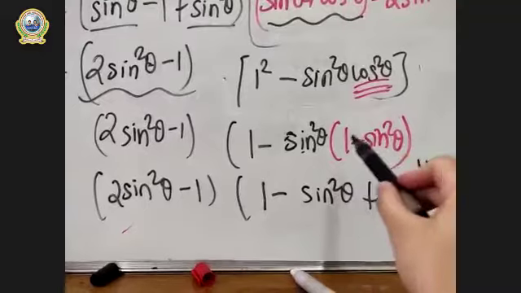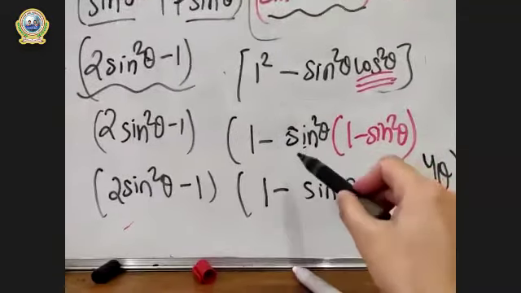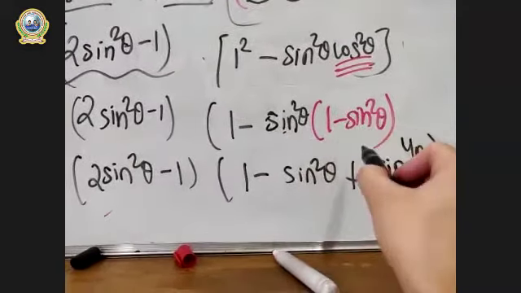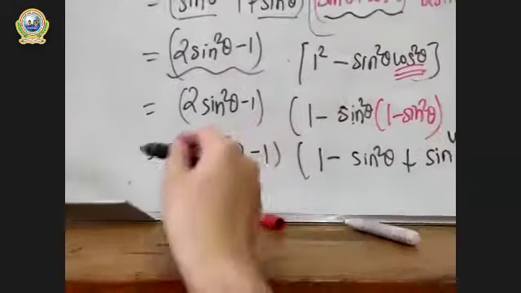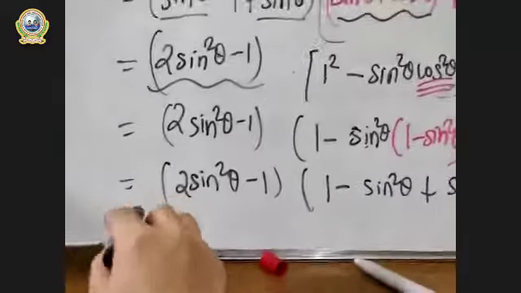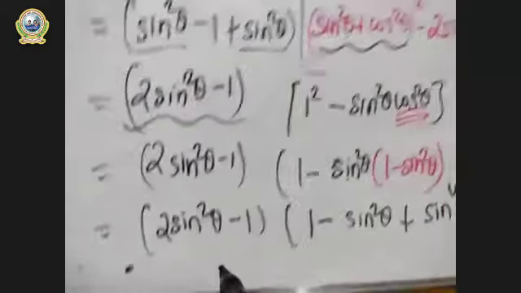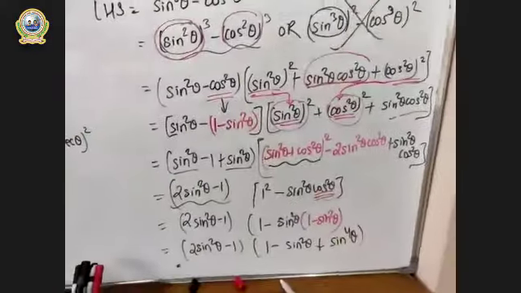Now open the bracket. Sine square 1, the sine square. The minus sign is as it is. And minus minus become plus. And sine square into sine square will be sine 4. Right? So let us do the final step now. So this will be, I think I should write it in the upper part, okay? Let me write it in the upper part.